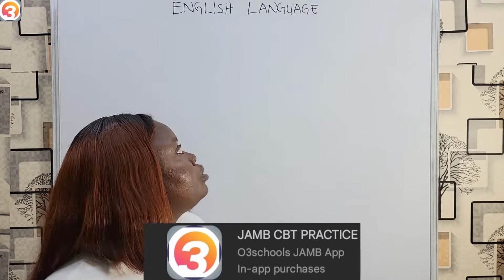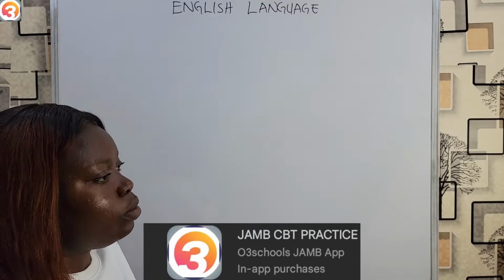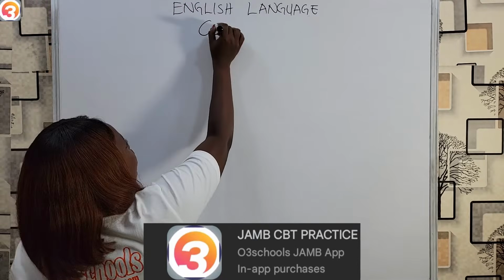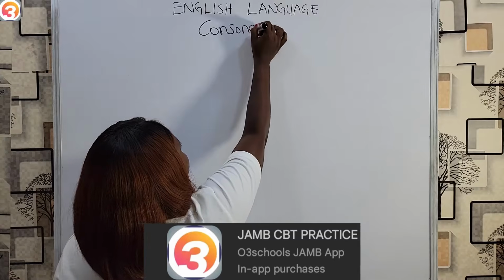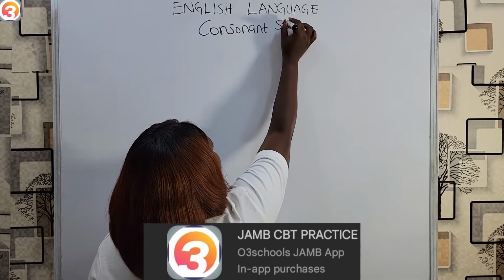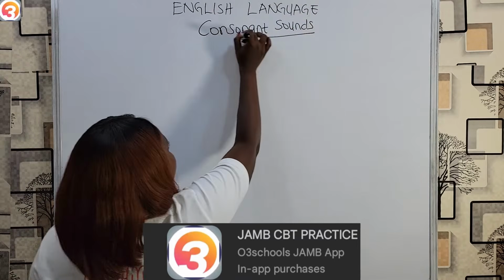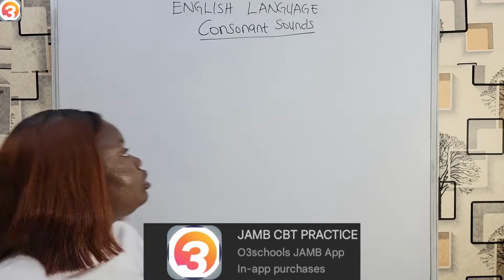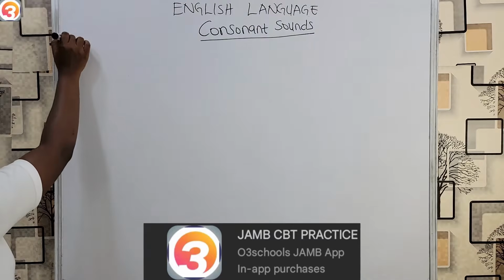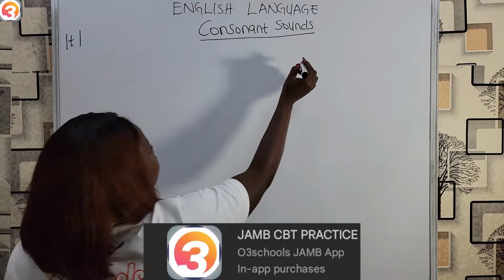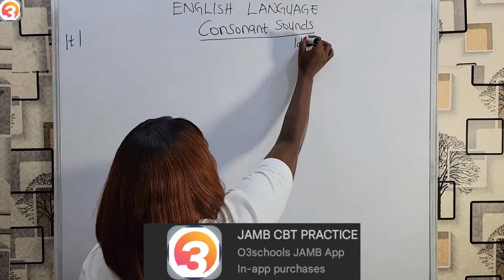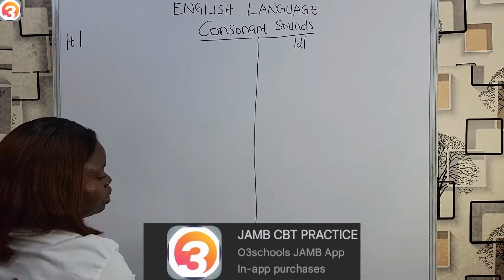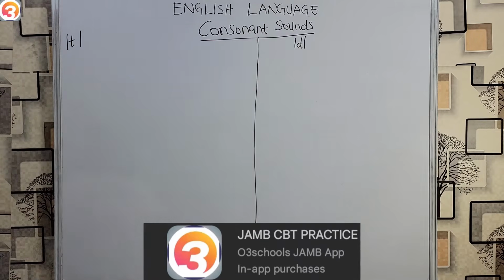Today we're going to continue our series on consonant sounds. We're going to pick two at a time, one from the voiced consonants and one from the voiceless consonant sounds. We've looked at consonants P and B. Today we're going to be looking at consonants T and D. Now this is pronounced T.